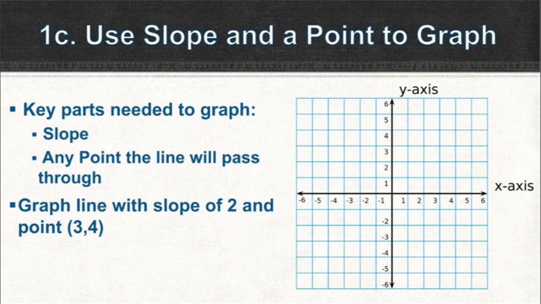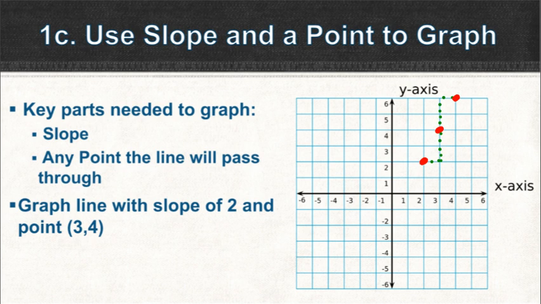Next one, graph the line with a slope of 2 and a point of 3, 4. So I go to 3, go up 4, I plot my point, and I have a slope of 2. So I can go up 2 over 1. Since it's a positive 2, I need to go over 1. So I have a point right here. Or if you wanted to, go down 2, to the left 1, and plot your point there.